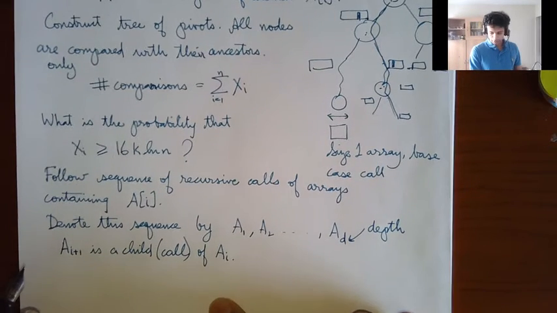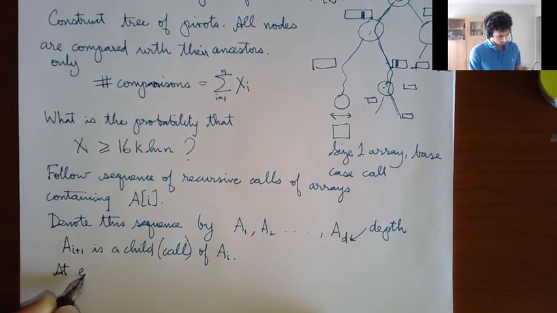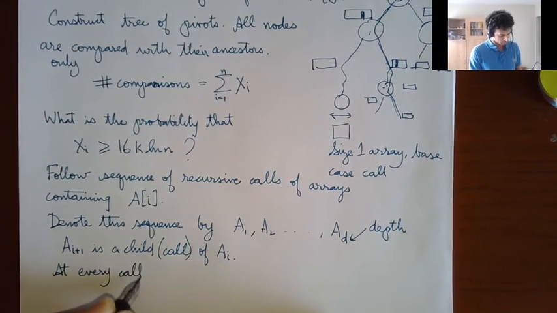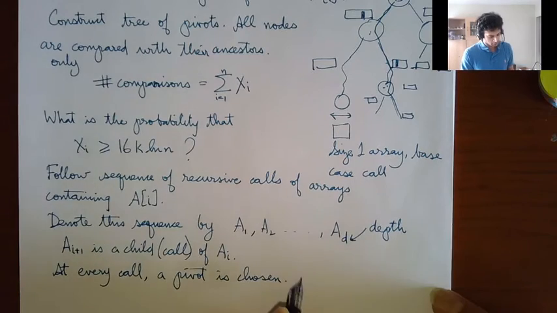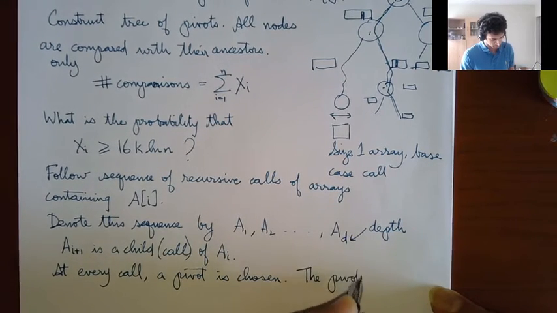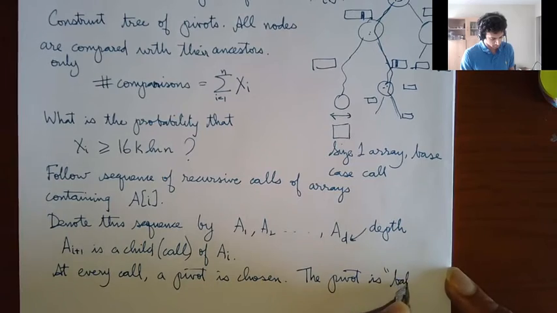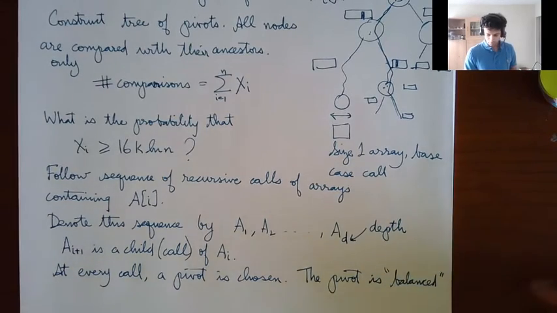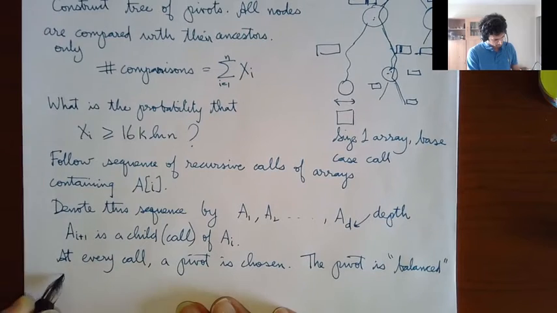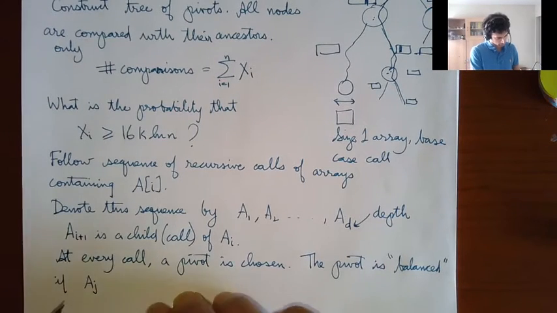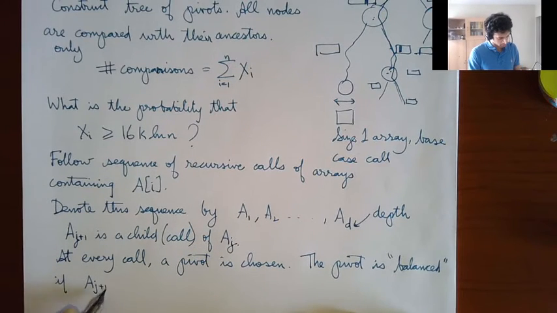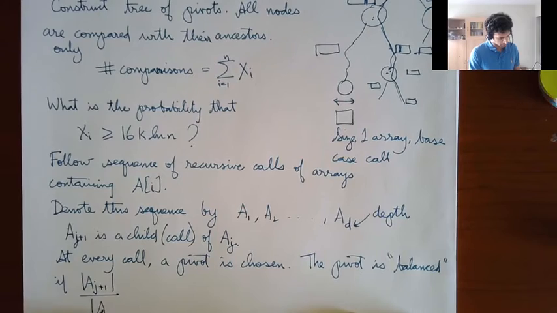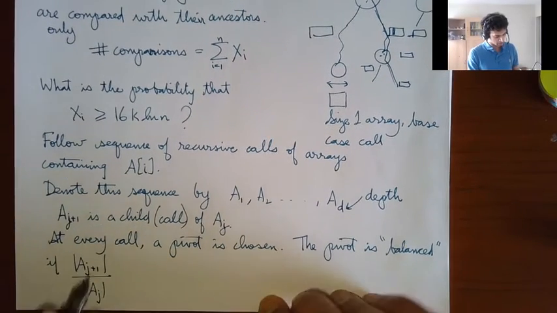Now at every call, a pivot is chosen. And I'll say the pivot is balanced if, so let me not use i, let me use j instead, because I used i for the element. If the size of A sub j plus 1 divided by the size of A sub j is at most 2/3.